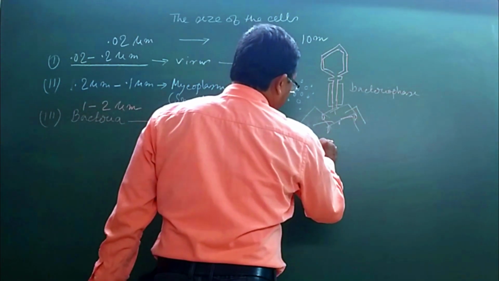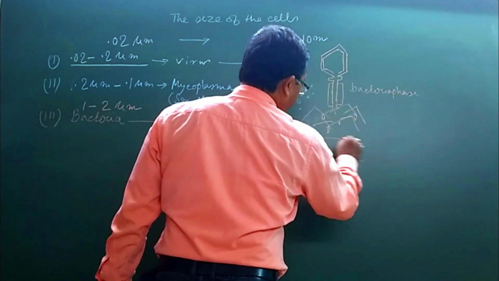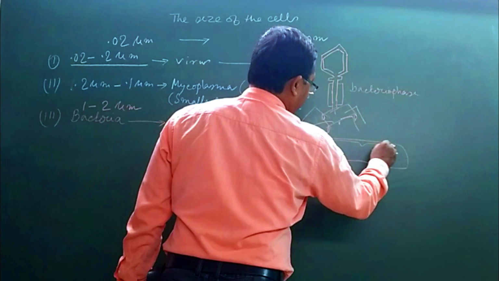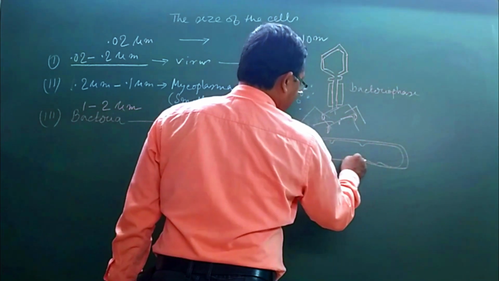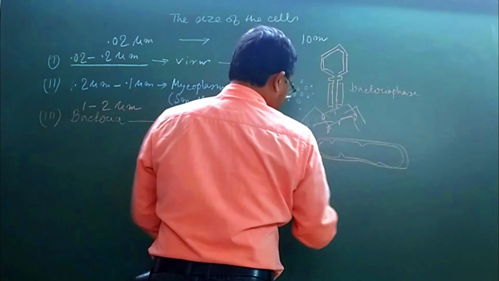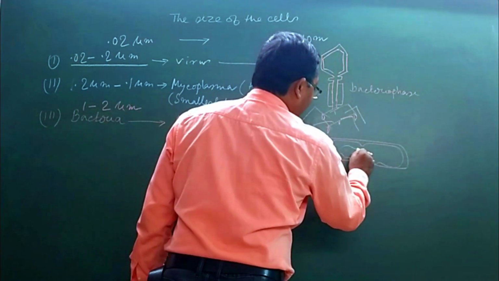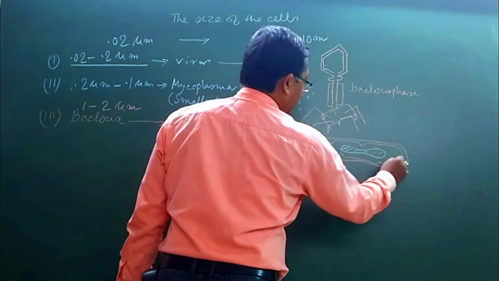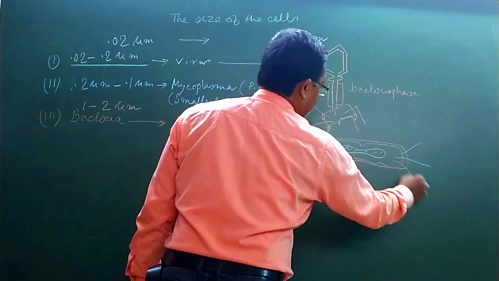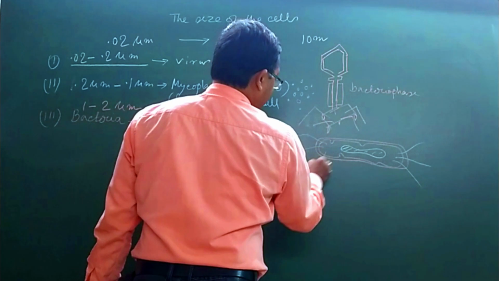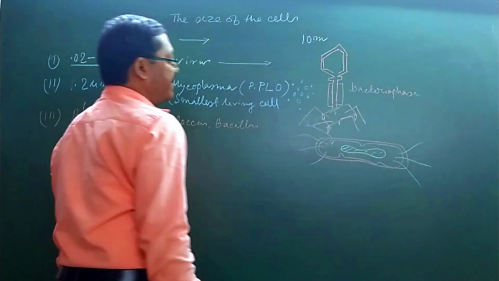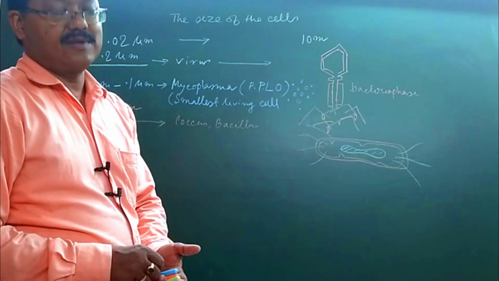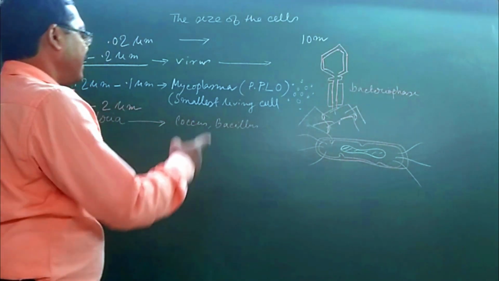Suppose we draw a bacteria. This is the bacteria, and the center of the bacteria contains a nucleus-like structure. This is called nucleoid, and some flagella may be present that emerge from the cell. They help in locomotion.